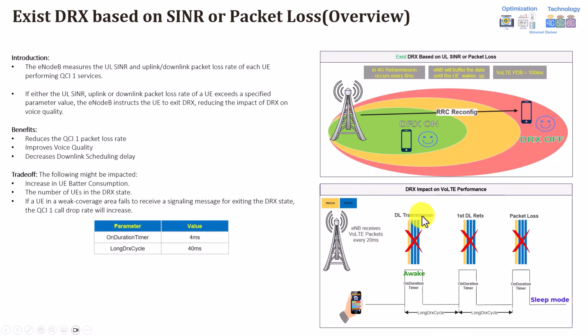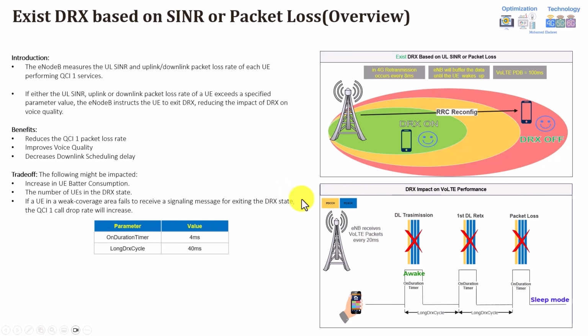As you can see here, assume that the eNodeB has already received VoLTE packets and would like to transmit these VoLTE packets in the downlink to the user. So this is the user, and this is the DRX state. This packet cannot be transmitted from the eNodeB to the UE until the user goes to the on duration timer. On duration means he's awake. He's out of the DRX and he's awake. He can now receive the packet.